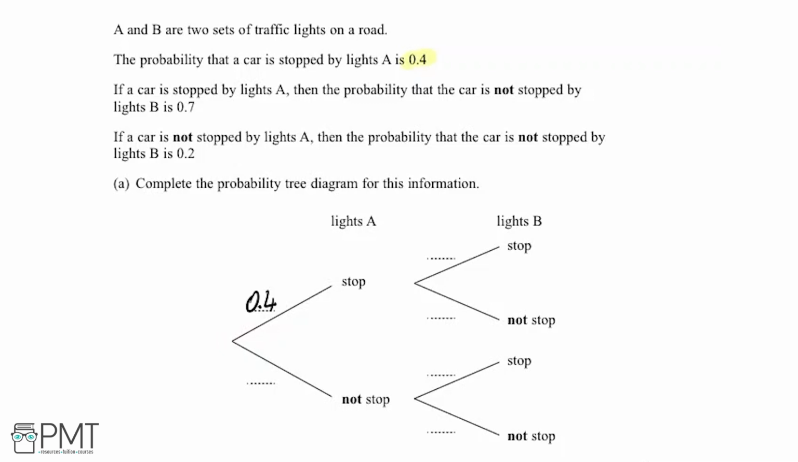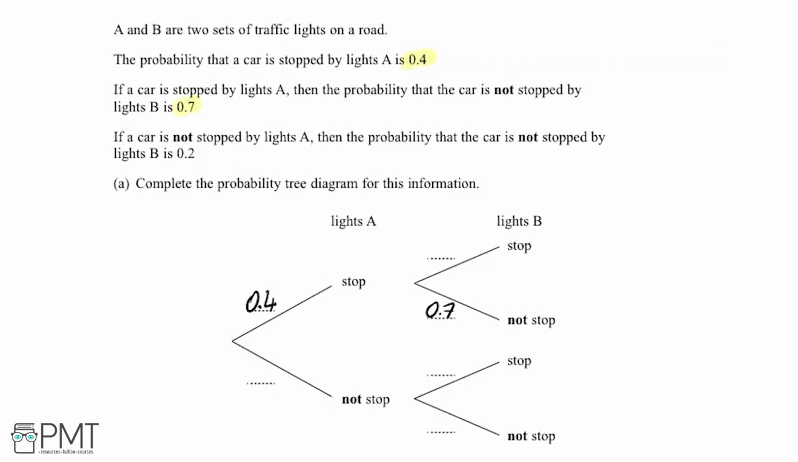Okay, so next line. If a car is stopped by lights A, then the probability that the car is not stopped by B is 0.7. So the car's been stopped by lights A, so we've gone down this part of the tree, and then it's not stopped by lights B. So we then go down this part of the tree to not stopped. So we're going to be putting our probability here, and in the question we're told that's 0.7, so I'm going to put that in here. So you've done that one now.